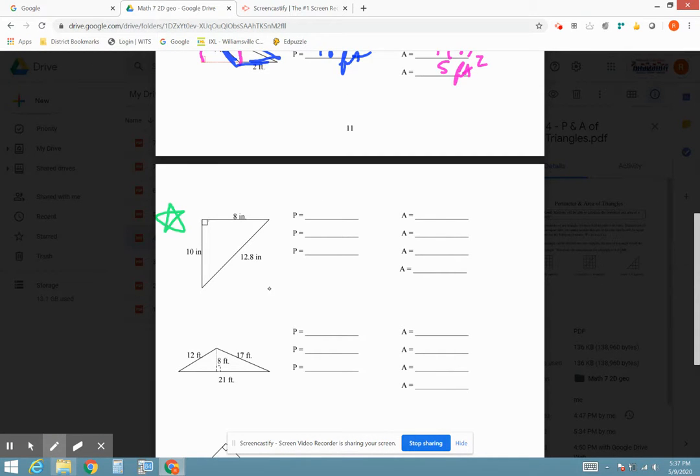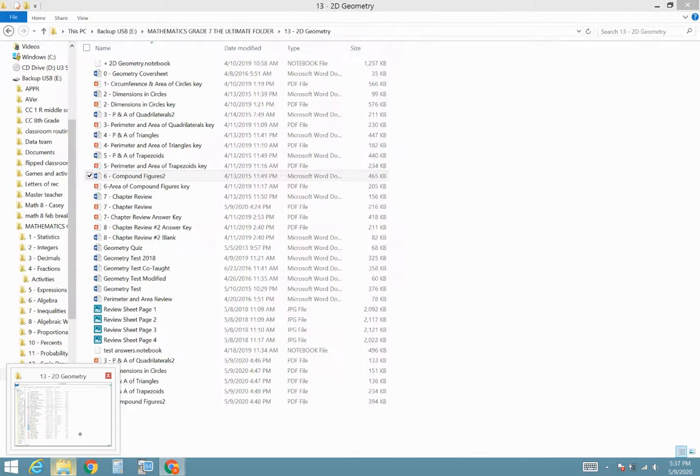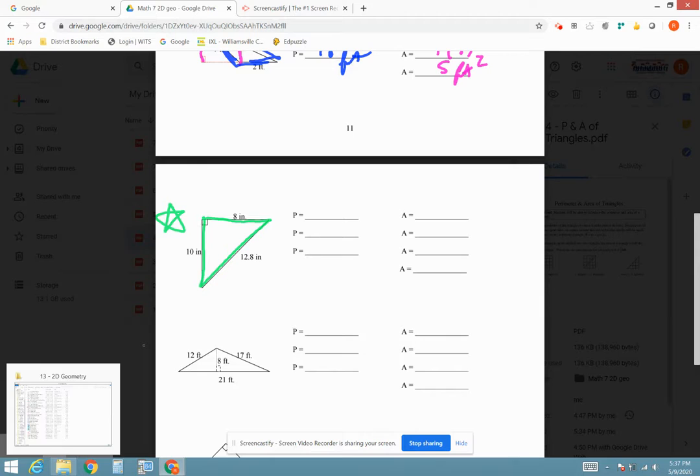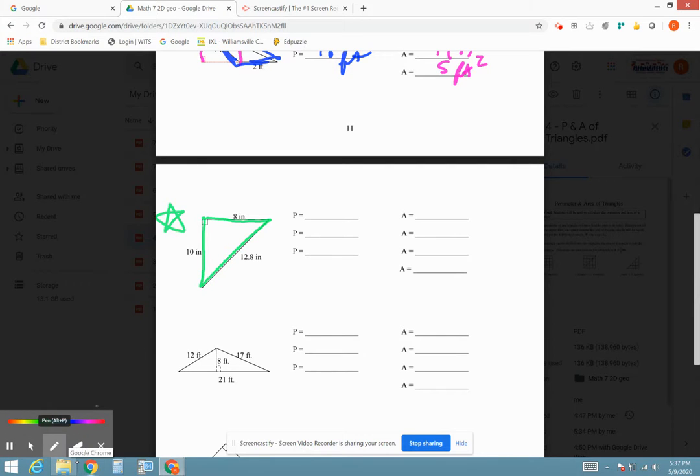So perimeter, which is the distance around the outside, and then area, which would be the inside. Okay, go ahead and get started on those calculations.